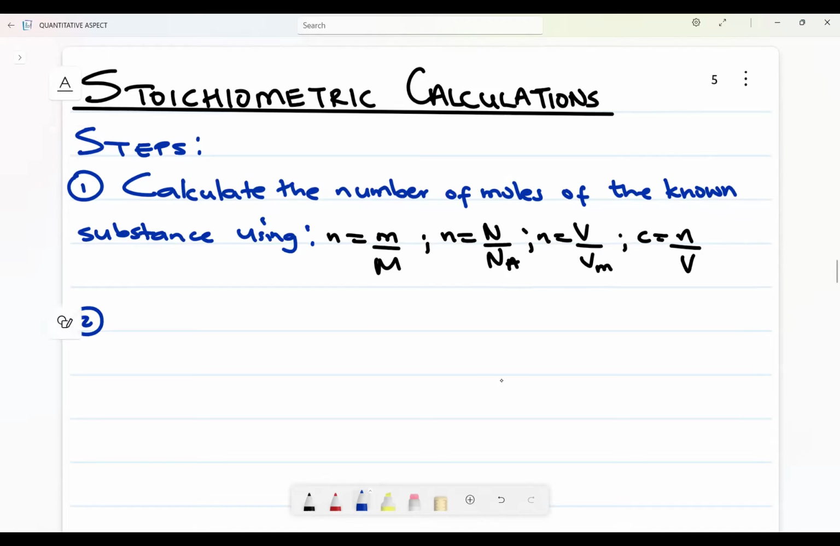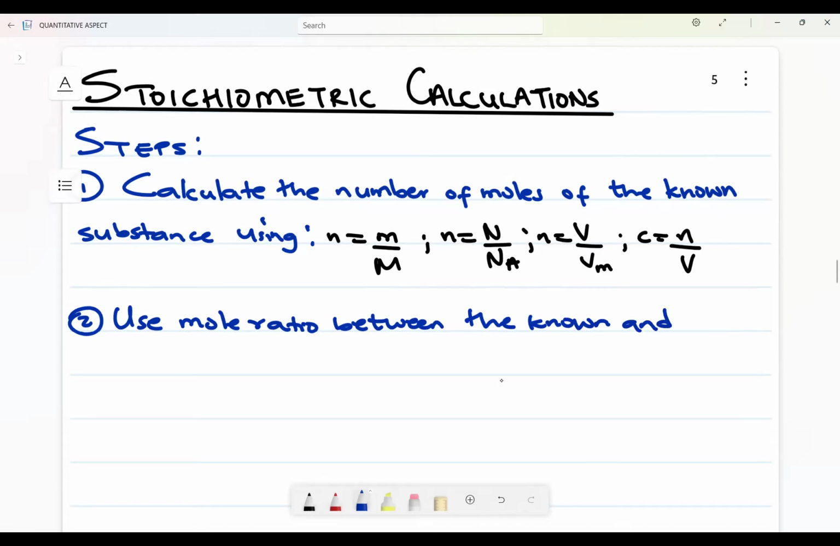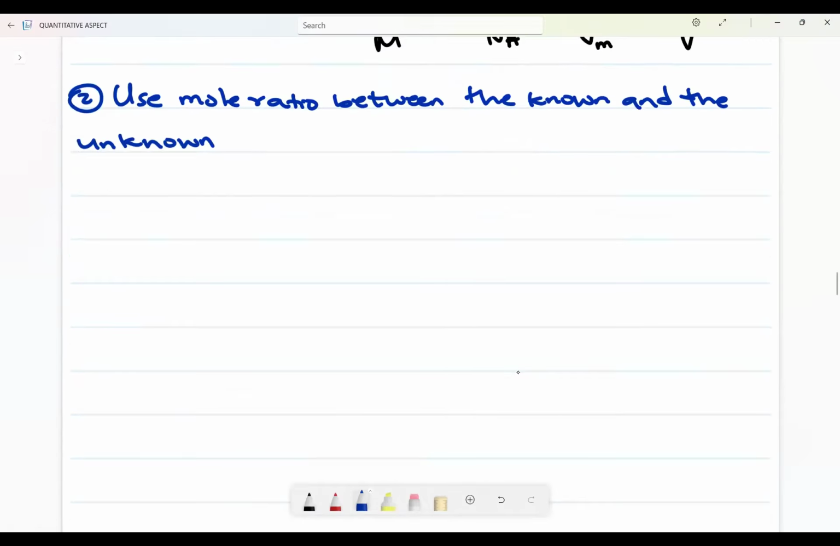Step number two, use the mole ratio between the known and the unknown. That's step number two. I'll explain it more. Okay, let me explain step number two before I move on. As for using the mole ratio, I want you to refer to the ratios as you did in mathematics, okay?